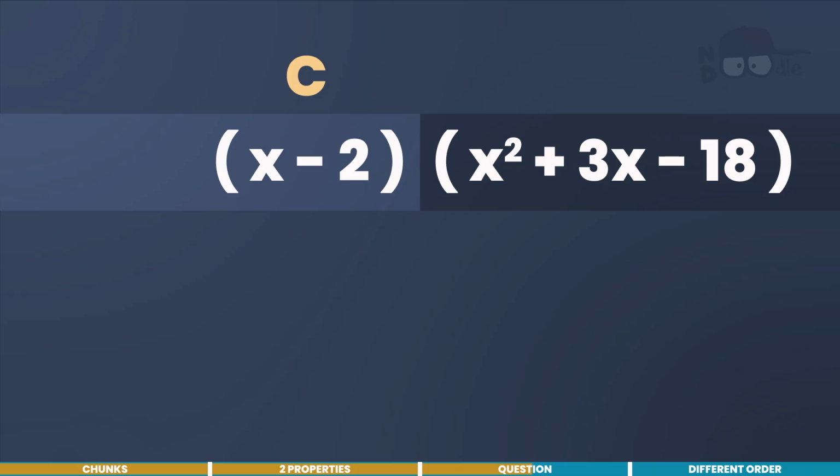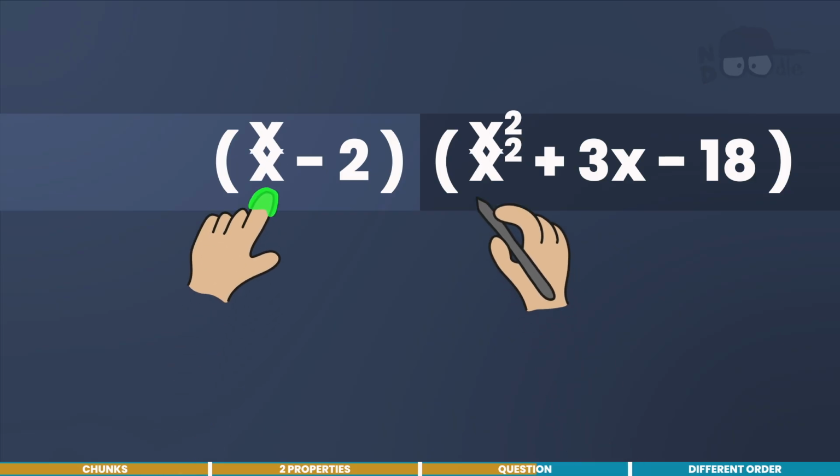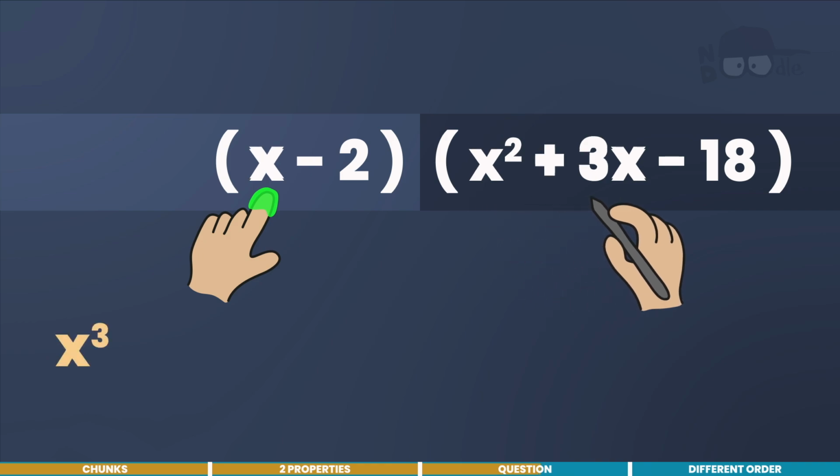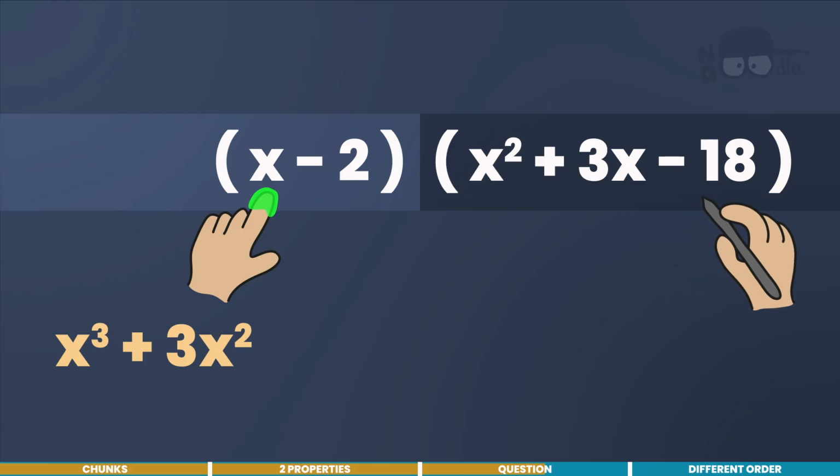Okay, let's go through this with our sticky finger starting on x. x times x squared is x cubed. Then x times 3x is 3x squared. And finally, x times minus 18 is minus 18x.